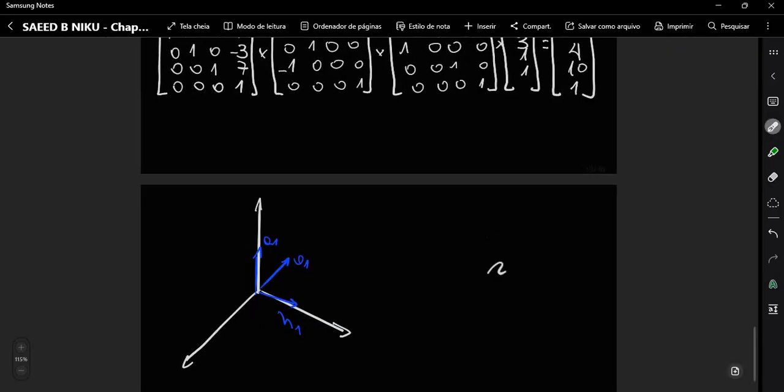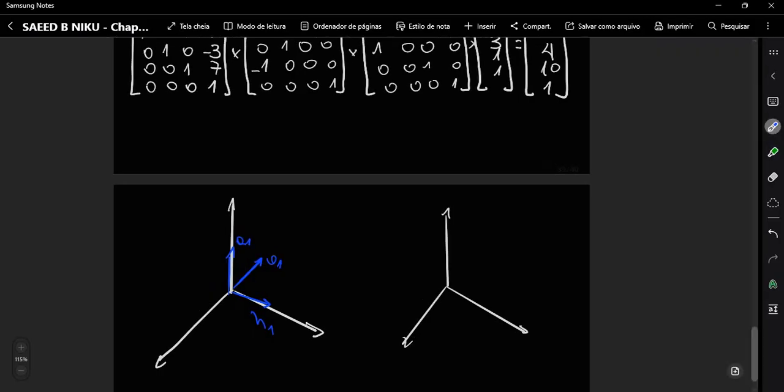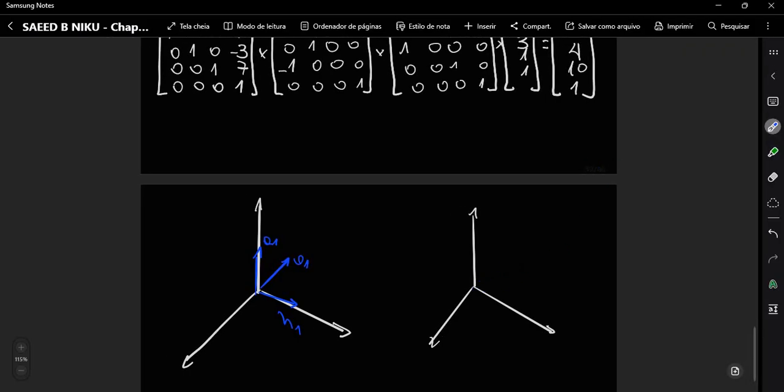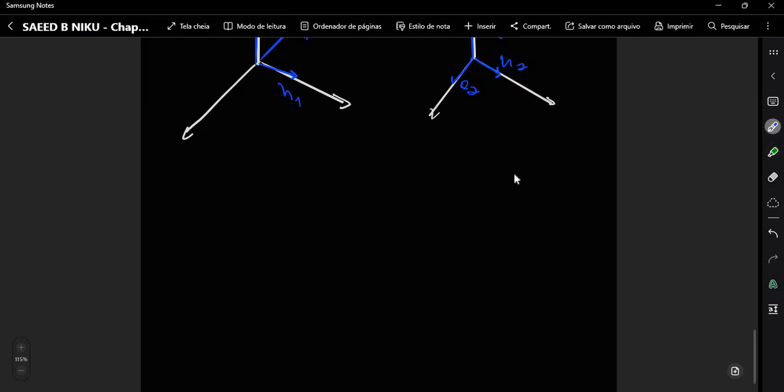Now the second transformation. A2, O2, A2, and N2. And the third and last transformation.